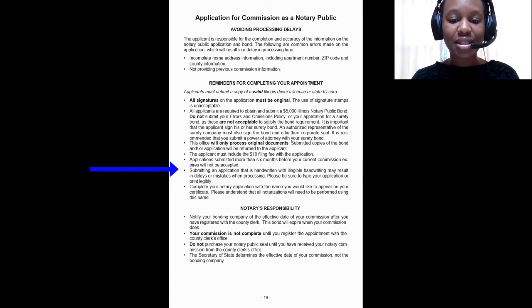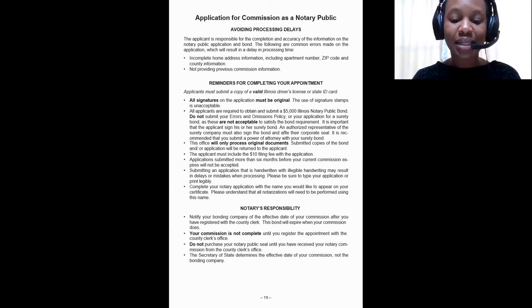Submitting an application that is handwritten with illegible handwriting may result in delays or mistakes when processing. Please be sure to type your application or print legibly. Complete your notary application with the name you would like to appear on your certificate. Please understand that all notarizations will need to be performed using this name.